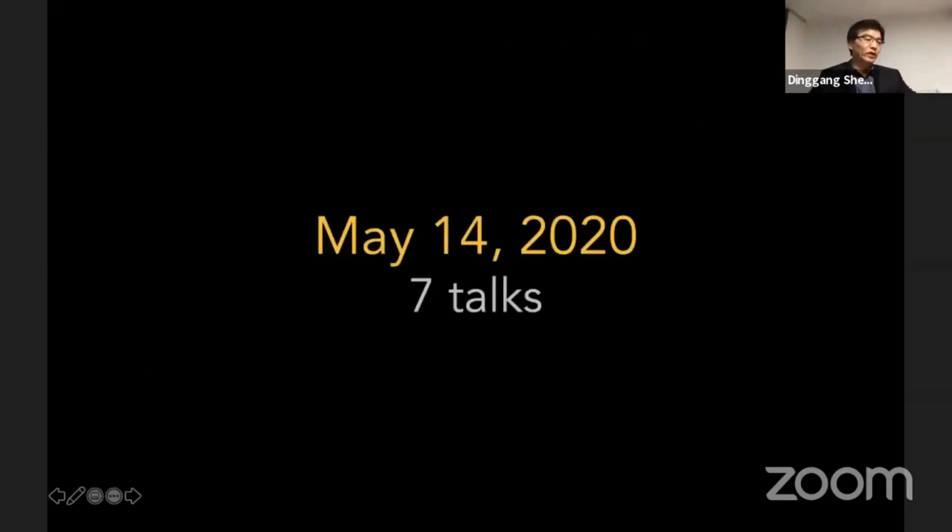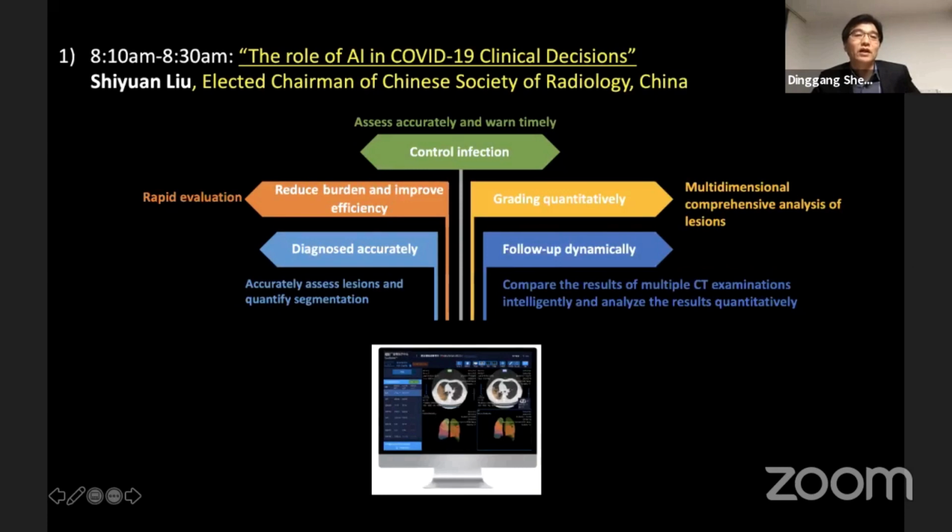So today, actually, we are going to have 7 talks. I will talk about them very briefly, and let the speakers spend more time talking about their method. So the first talk will be presented by Dr. Shiyuan Liu. He is elected chairman of the Chinese Society of Radiology in China. So he's going to talk about the role of AI in COVID-19 clinical decision making. So that means, for example, AI can reduce the burden and improve efficiency. And also, as I mentioned, the AI can be used to do the diagnosis and also longitudinal follow-up studies.